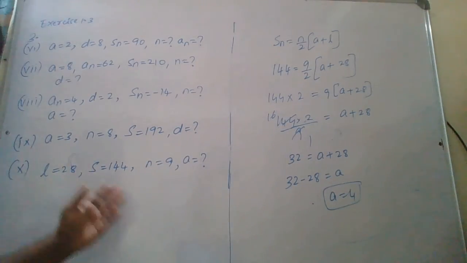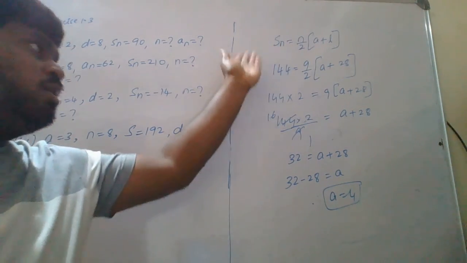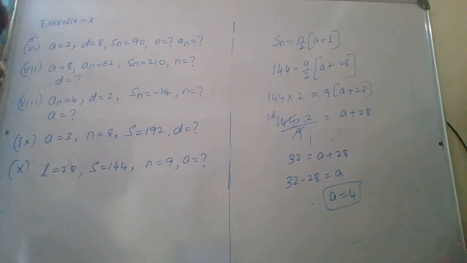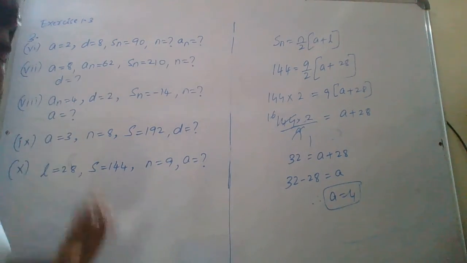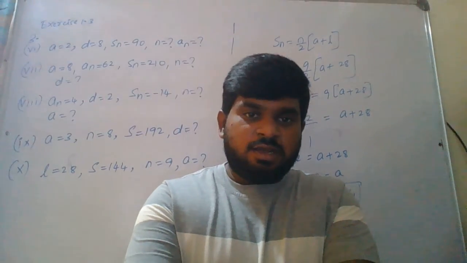Since the L value is given, obviously this formula should be used. Whatever you know, substitute, and the remaining thing can be easily found out. So we have completed the third problem of the second exercise. Let's continue with the next problems in the next video.